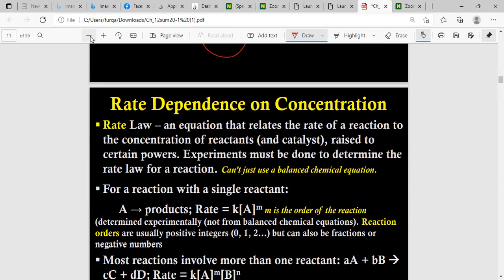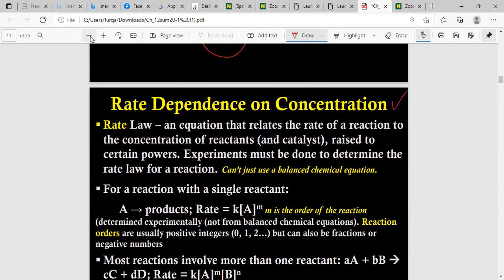So first of all, concentration. Rate law is a new term that you see here, different from the rate expression. It's an equation that relates the rate of reaction to the concentration of the reactant. That's why we use rate laws, because we are looking into the concentration factor of the reactant for the rate of reaction. It's raised to a certain power, and that's what we call the reaction order. Experiments must be done for the rate law, not for the rate expression. That's the different terminology. For the rate law, we have to do the experiments in the lab. We cannot calculate it from the balanced chemical equation.